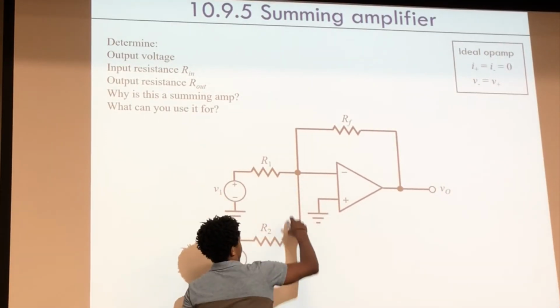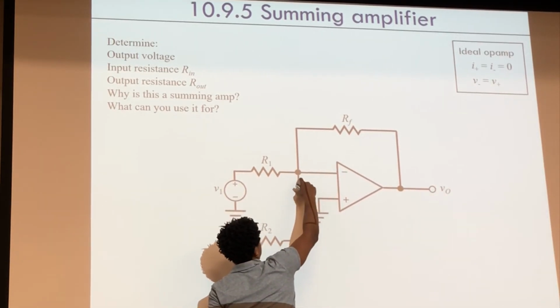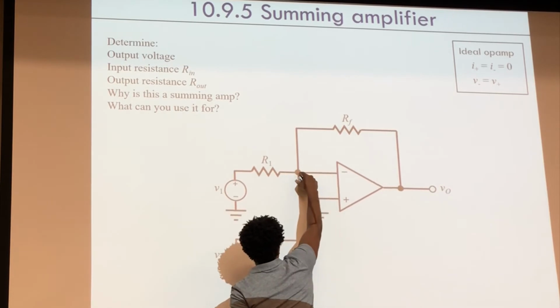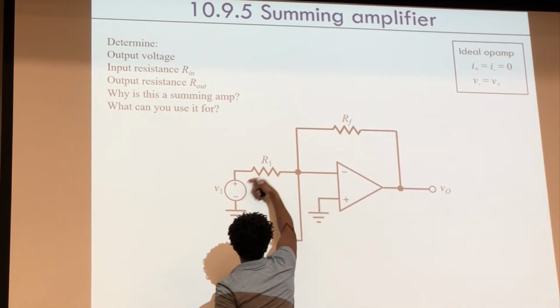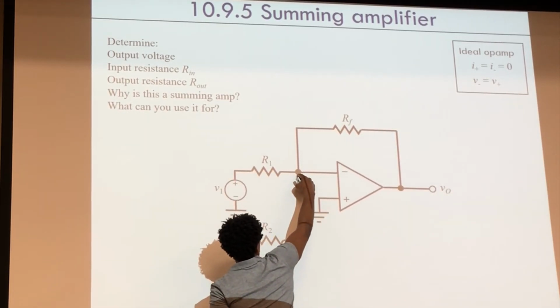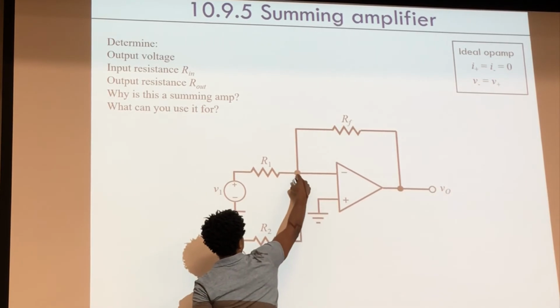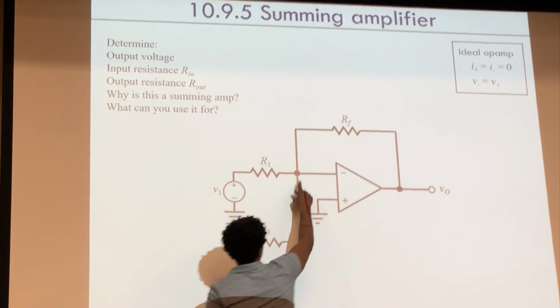Okay? I look at all the currents. The current going in there is 0. The current going around that way is that voltage minus that voltage over RF. The current going this direction, this voltage minus this voltage over R1. The current going in this direction is this voltage minus that voltage over R2. No current going that direction.